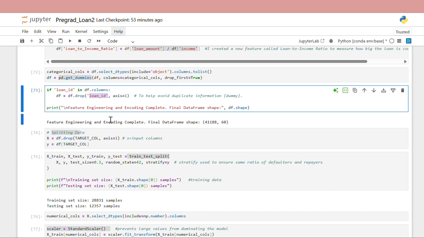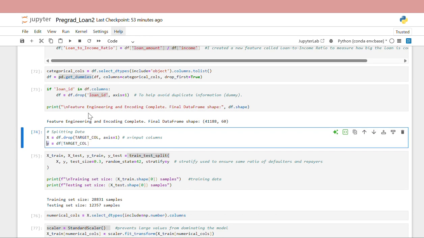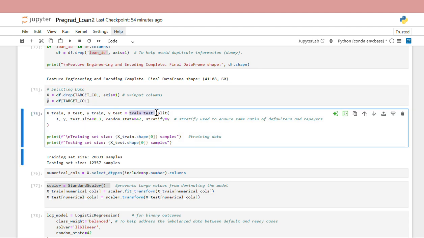Then I divided the data into features X and output labels Y. This splitting of data was important. The input features include all the details like income, credit score, and employment years, while the output label shows whether the person repaid or defaulted. I split the data into training and testing sets using the train test split function. 70% of the data was used for training and 30% of it was used for testing. This helps in checking how well the model performs on unseen data.